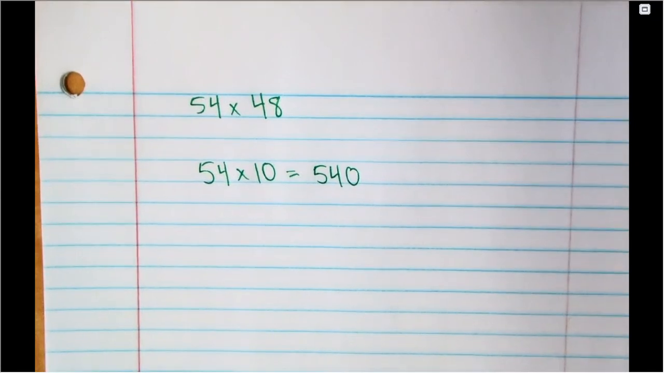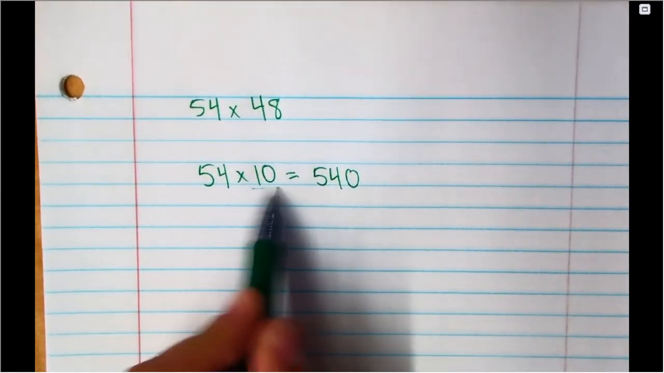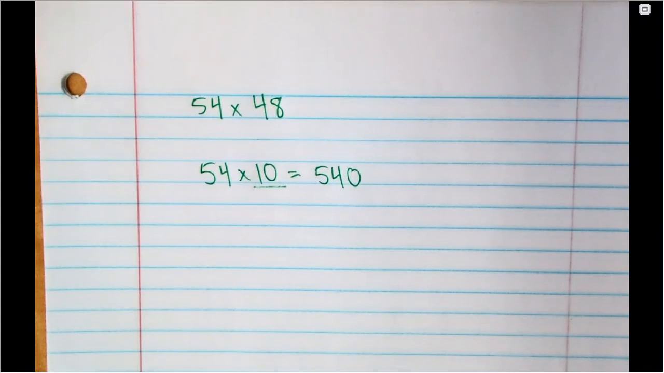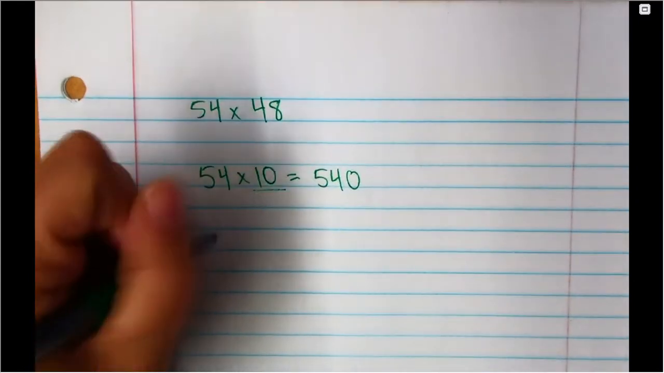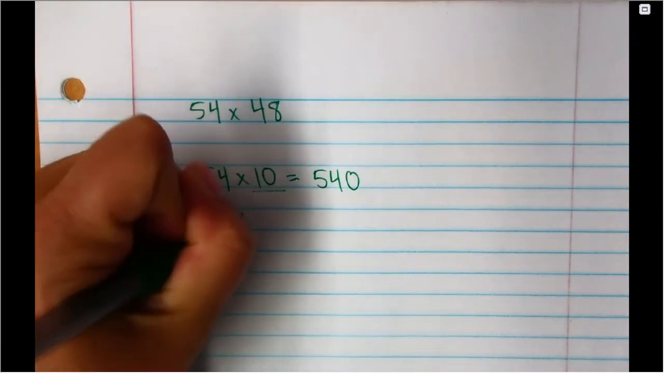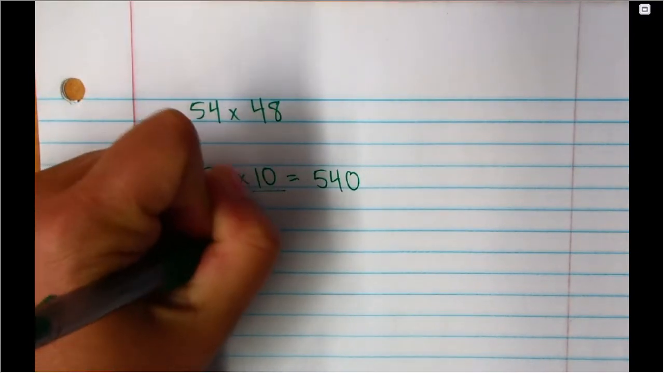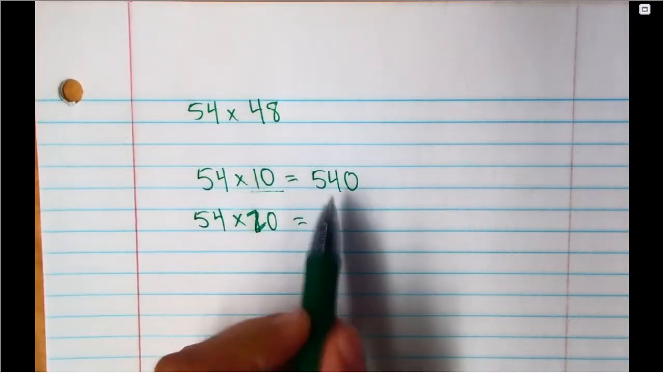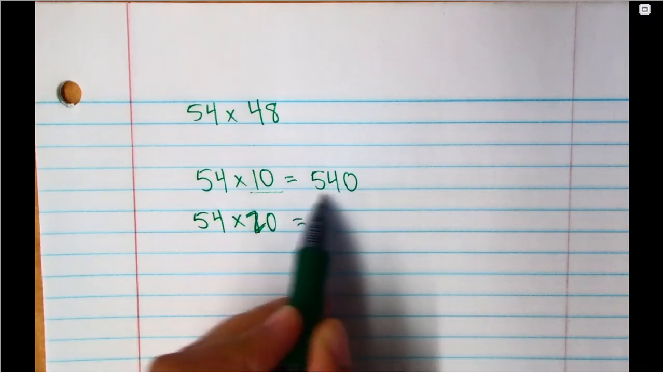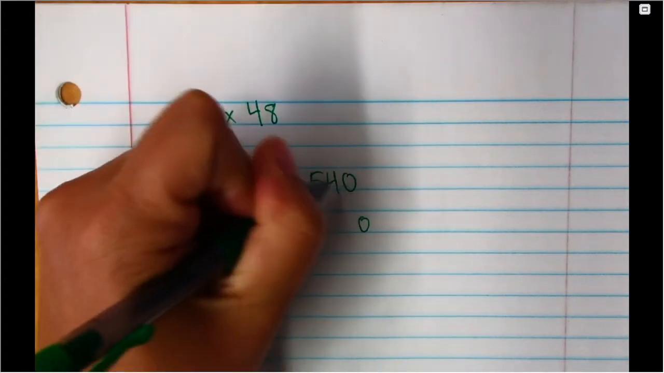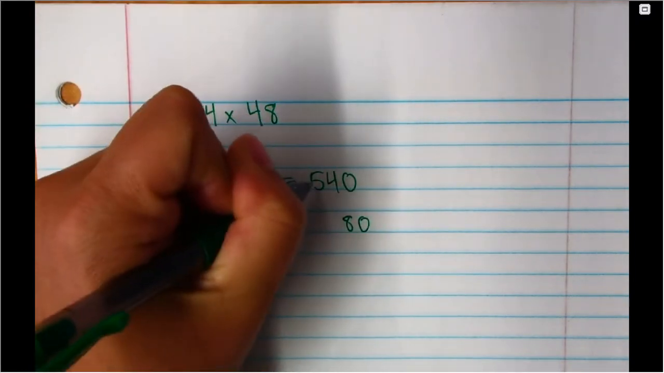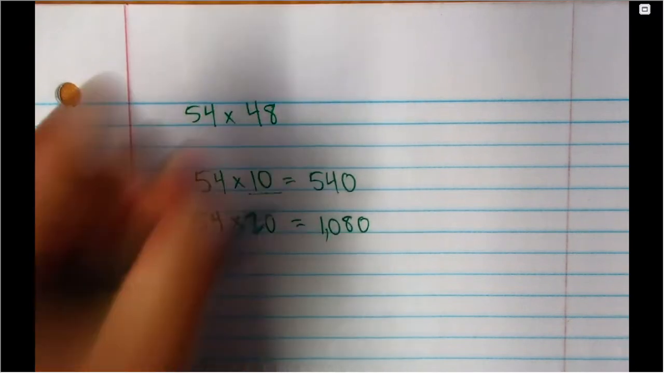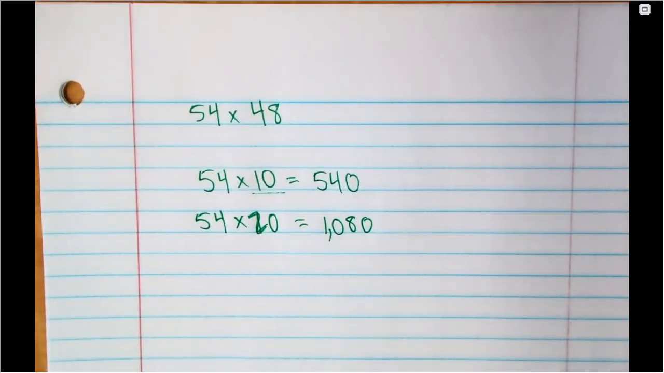Now, we talked about before that if I know what 54 times 10 is, when I'm using my multiplication cluster problems, that really helps me out and guides me because I can just multiply by double 10, so 20. And if I multiply by double 10, then I know I'm going to be doubling my answer. So if I want to double 540, I know that doubling 0 is 0, doubling my 4 is 8, and doubling my 5 is 10. So I know my answer is going to be 1,080.